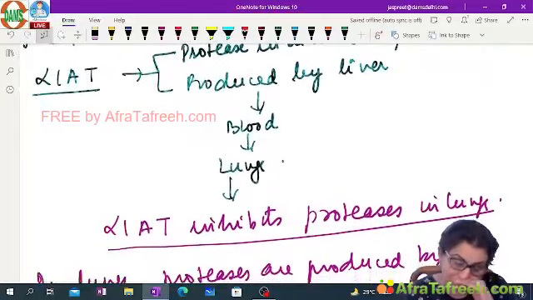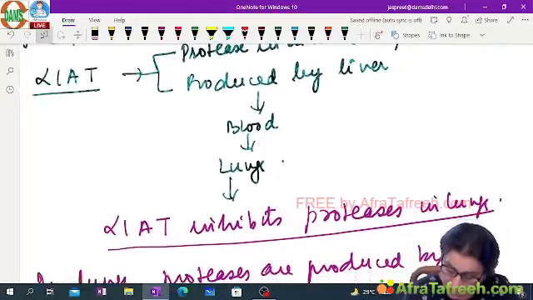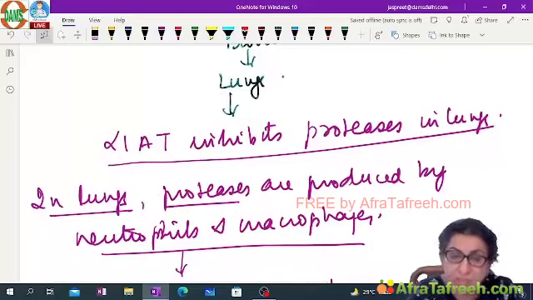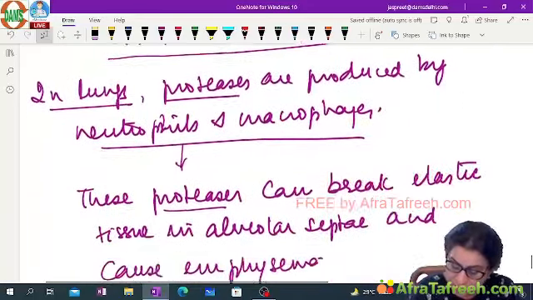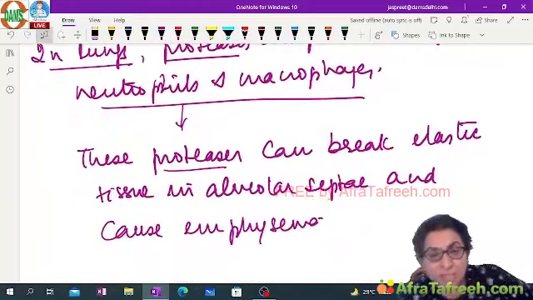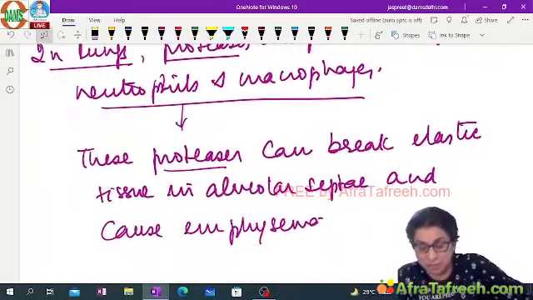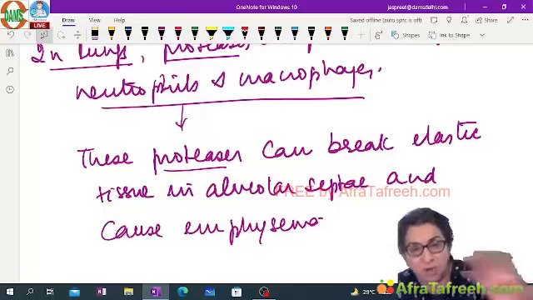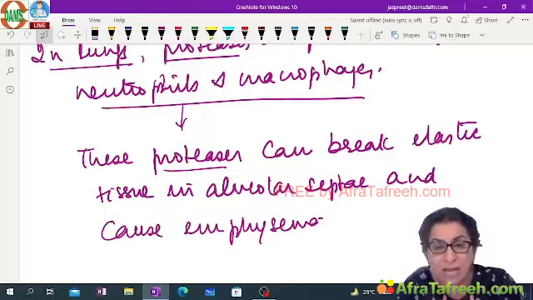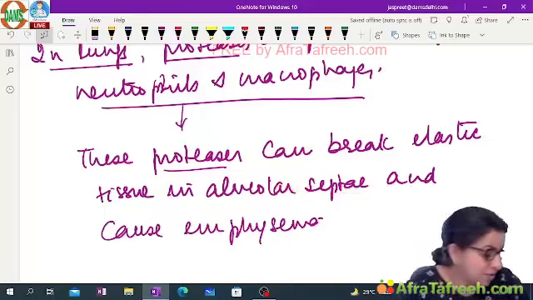Then from the liver it enters the blood. From the blood it reaches the lungs. And in the lungs it inhibits proteases produced by neutrophils and macrophages. These proteases actually have the capacity to break the elastic tissue in the alveolar septae and cause emphysema, but this does not happen because we all have alpha-1 antitrypsin.